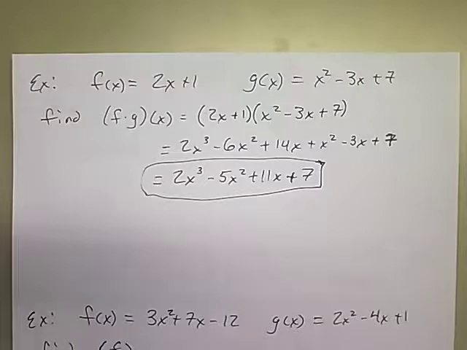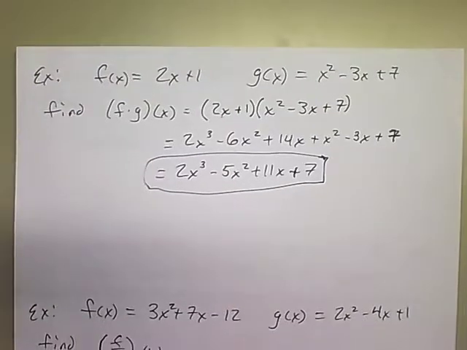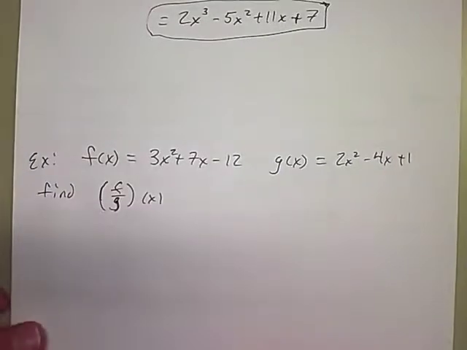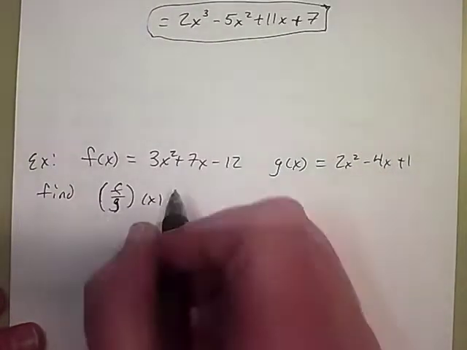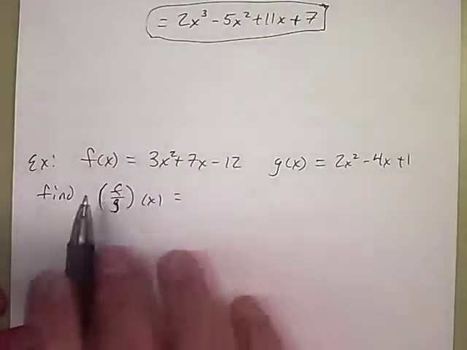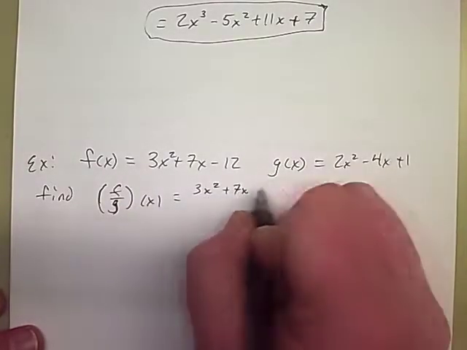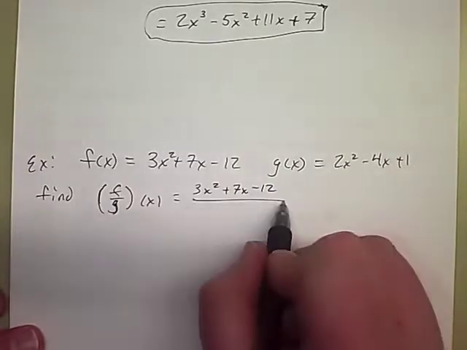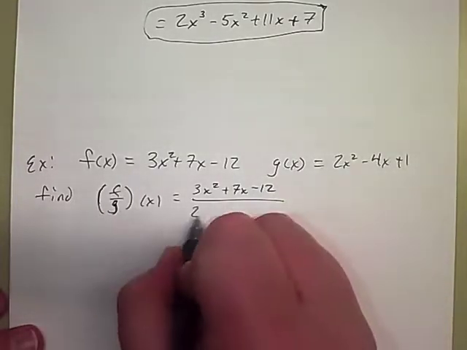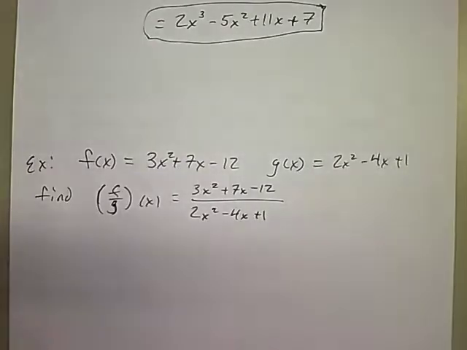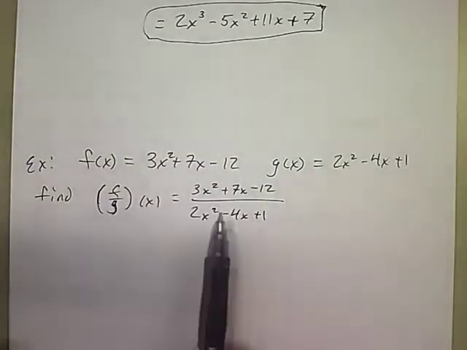And now the one that might draw the most confusion, but it's quite possibly the easiest of the bunch. Now, f divided by g at x, here we go. f is 3x squared plus 7x minus 12 divided by g of x, which is 2x squared minus 4x plus 1. And I'm done. And that's it.